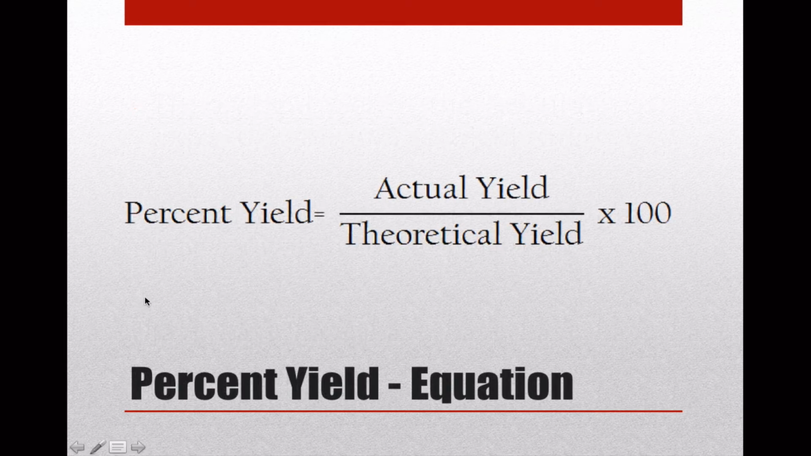Here's the formula for percent yield. You take the actual, and the actual, remember we said, is from the experiment, and then the theoretical is from your calculations. So you take your experimental divided by your calculated yields, and then you multiply by 100.